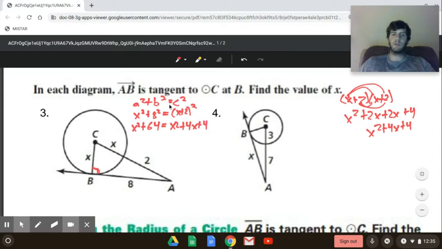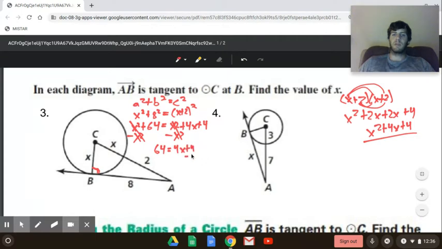Right, a squared plus b squared is c squared. x and 8 are the two legs, so x squared plus 8 squared. And then x plus 2 squared was your hypotenuse, and we simply multiplied those out. So now we have x squared plus 64 equals x squared plus 4x plus 4. Okay, we can subtract x squared from both sides. All right, so those cancel. We're left with 64 equals 4x plus 4.